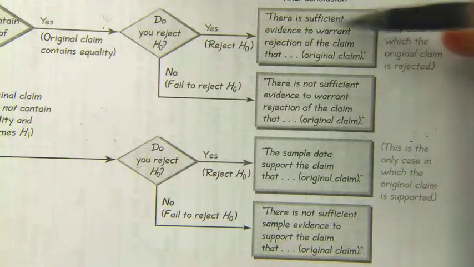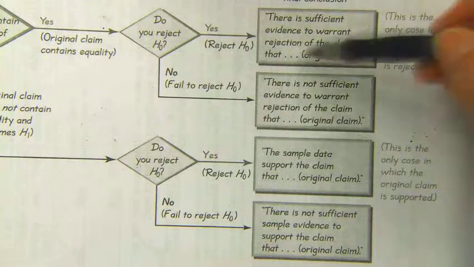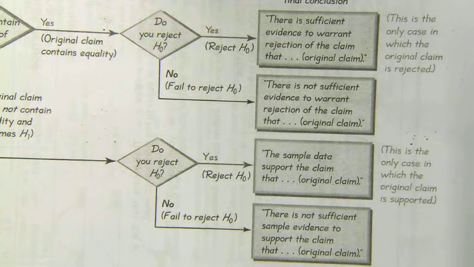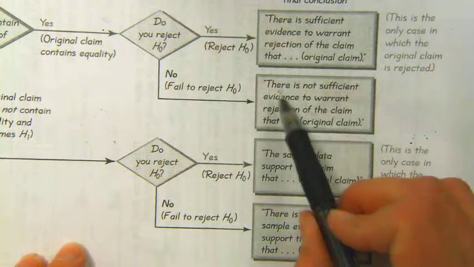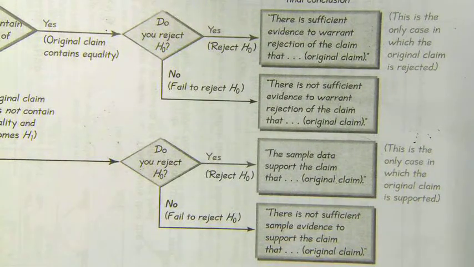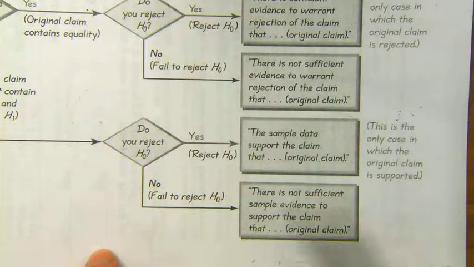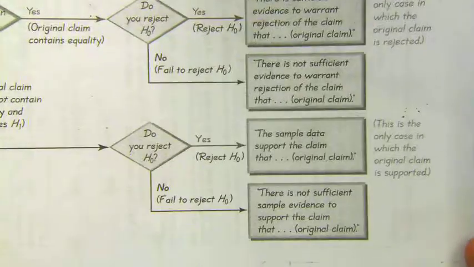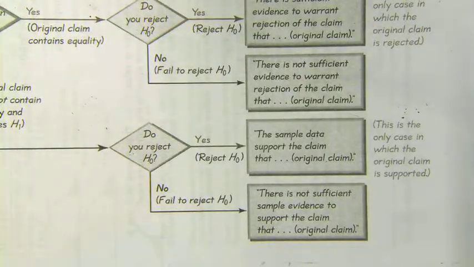There's sufficient evidence to warrant rejection of the claim. Okay, so we believe that the claim is wrong, right? There's not sufficient evidence to warrant rejection. So now we're really saying, well, we don't really know, we just have to do more research. And then the last one is there's not sufficient sample evidence to support the claim. Again, it's not as strong, and this is the reason why you want to make sure that when you formulate your own research question, put your claim into the alternate by either putting a less than symbol or a greater than symbol.